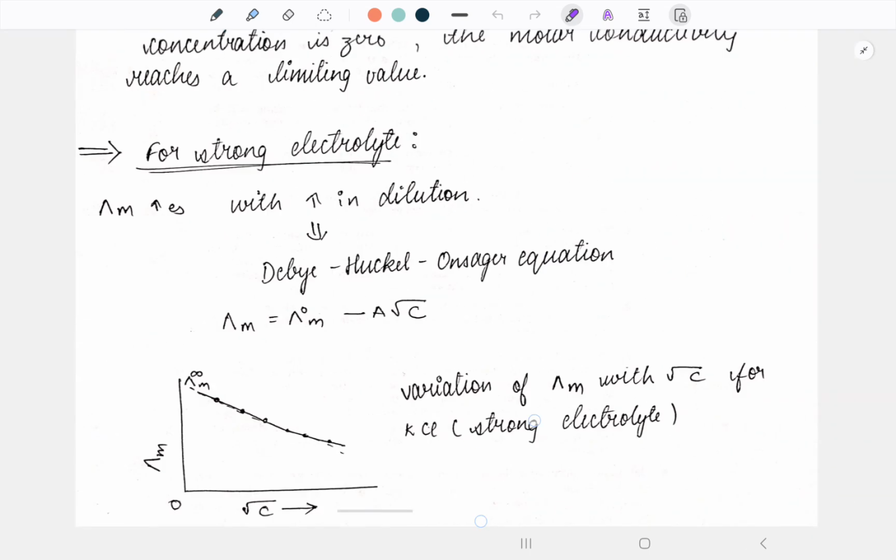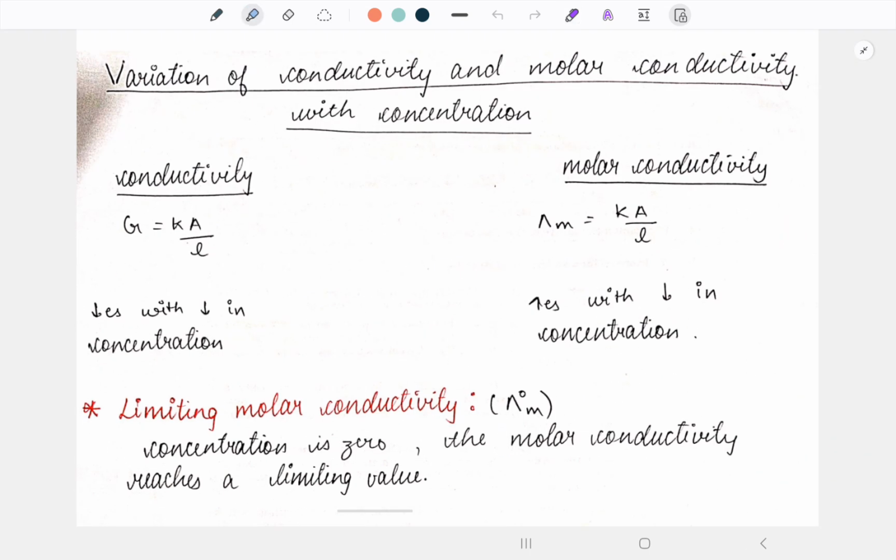Now we'll be studying the variation of conductivity and molar conductivity with respect to concentration. So the conductivity of a solution is the conductance of a unit volume of the solution kept between 2 platinum electrodes with unit area of cross section and separated by a unit length. It is represented by the following formula. So it always reduces with reduction in the concentration of both strong and weak electrolytes.